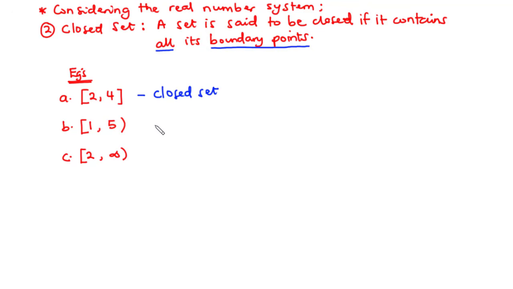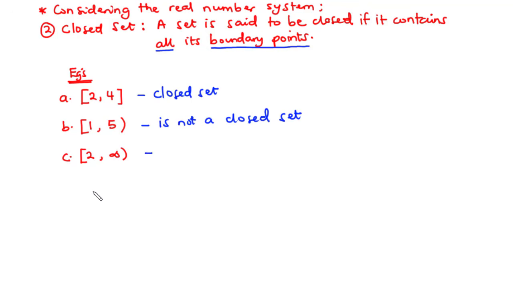So this interval is a closed set simply because all its boundary points, 2 and 4, are part of the set. Now let's move on to B. So here the interval is closed at 1 and the interval is open at 5. Now since the interval is open at 5, it means that the boundary point 5 is not part of the set. Therefore, this interval is not a closed set.